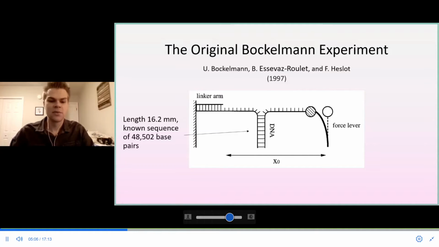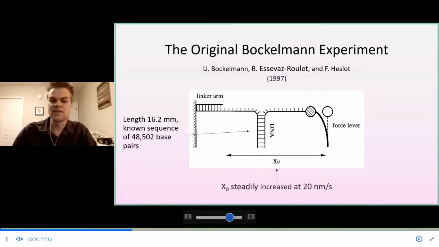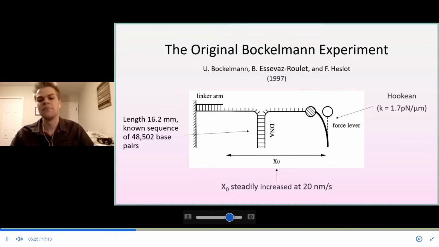They used this variable x0 to represent the position of the force lever, or the separation of the force lever from the other end of the DNA strand that they were separating, and they steadily increased it at 20 nanometers per second. And they used this force lever to measure the force. So it obeys Hooke's law. It's a good approximation. It's bendable, so it kind of behaves like a spring, with a spring constant of 1.7 piconewtons per micrometer. So by optically observing the deflection of this force lever, they were able to tell the force required to separate the DNA strands.